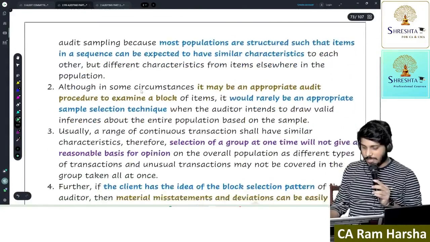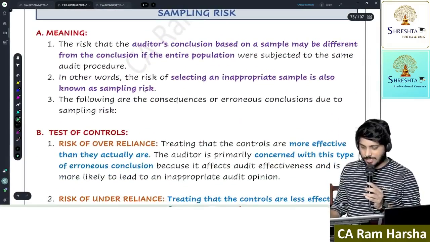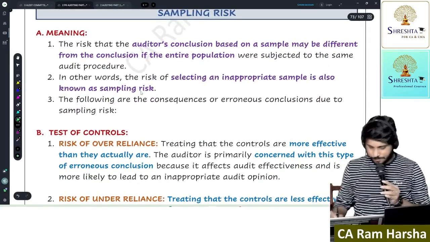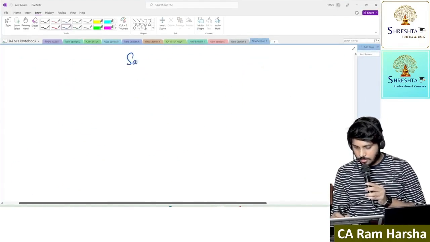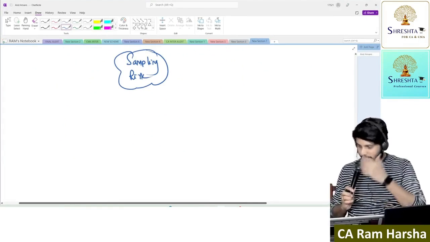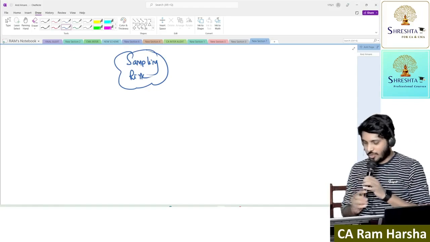Then we have block sampling. Block sampling, I hope you'll read and understand. Getting it? This is an easy method. Next, sampling risk. So what is sampling risk? So sampling risk means what?